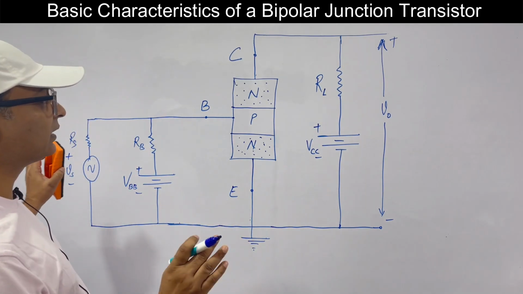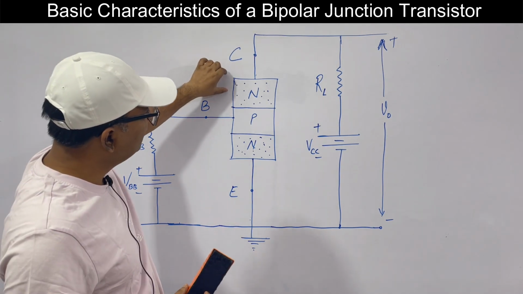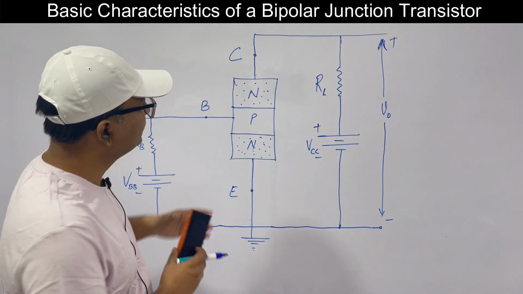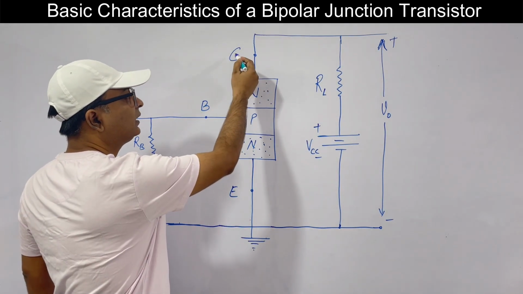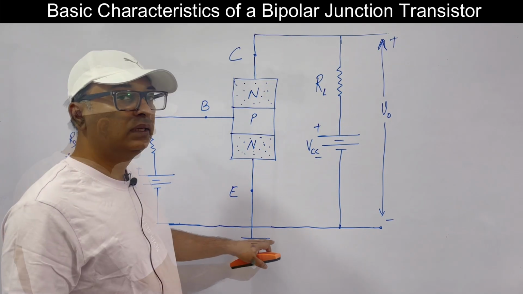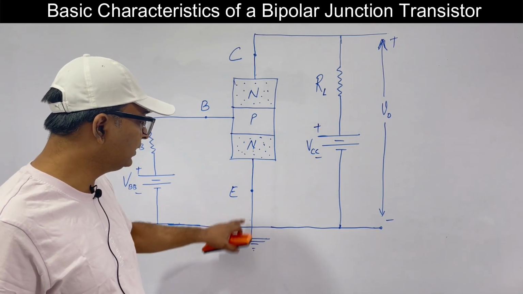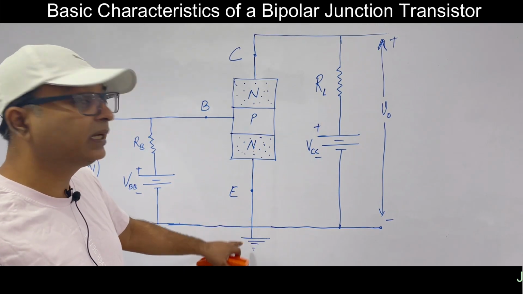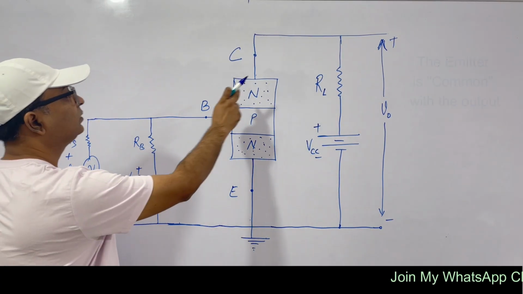This is a basic circuit. See, what are these? This is an NPN transistor. This is the base, B stands for base, C collector, E is emitter. This is the sign for grounded. The emitter is grounded. Therefore, this is common emitter. The emitter is common amongst all these devices.